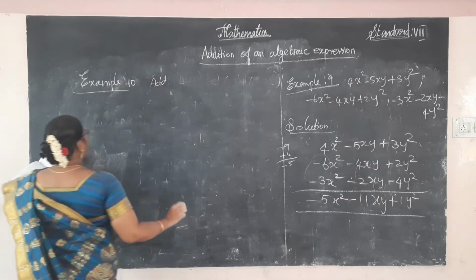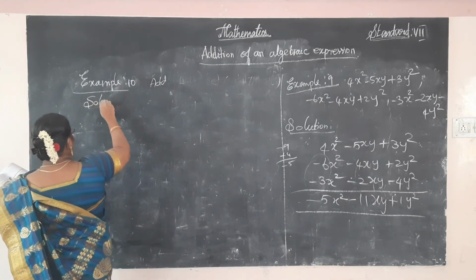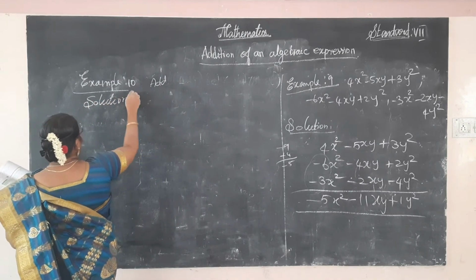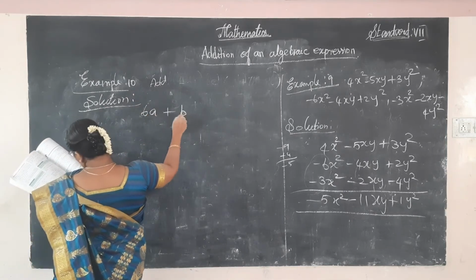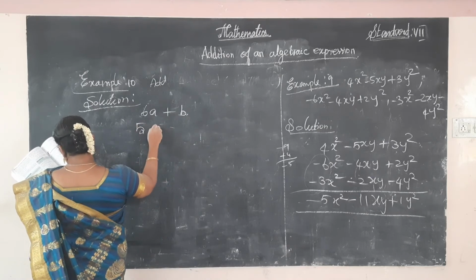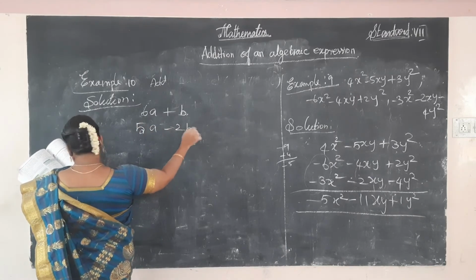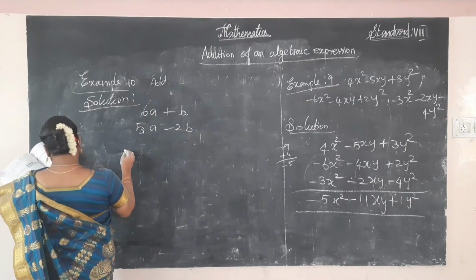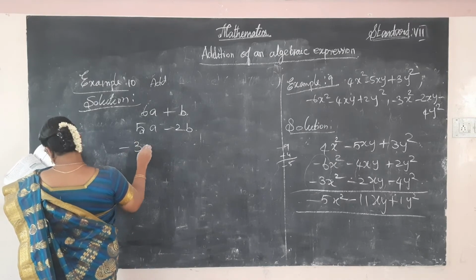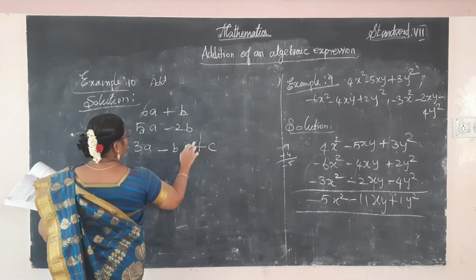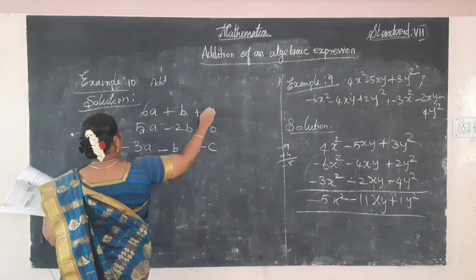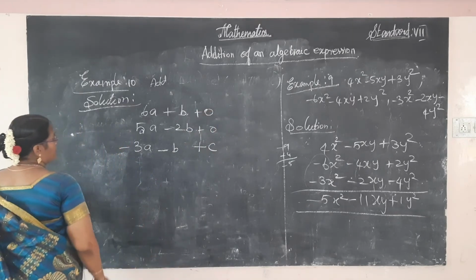I will directly write the solution. The first term is 6a plus b, the second term is 5a minus 2b, and the third term is minus 3a minus b plus c. Here the plus term is not given, so insert 0 in these places.